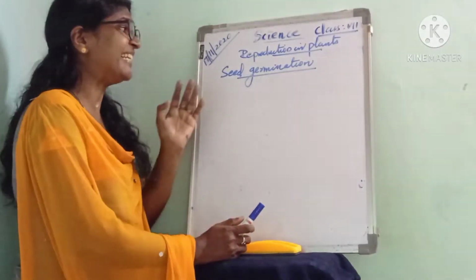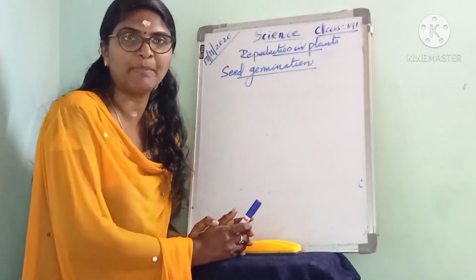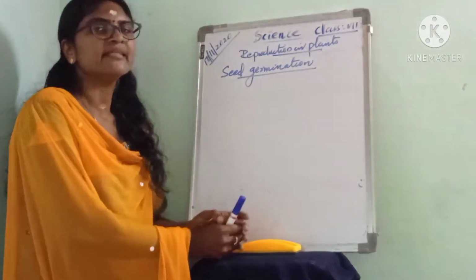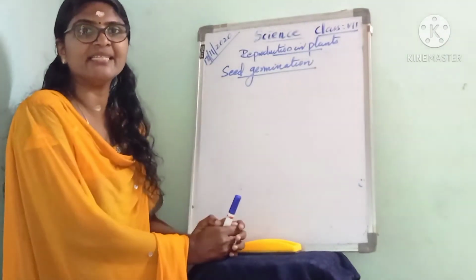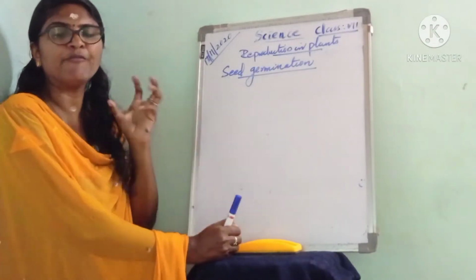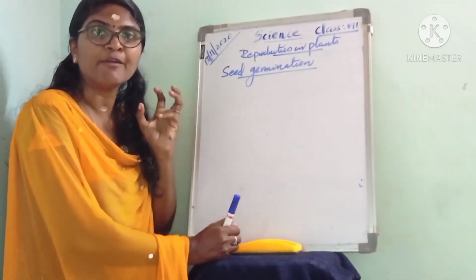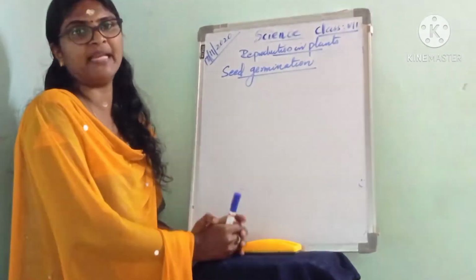Next, about seed germination. How does the germination of a seed happen? When fully formed dry seeds get favorable conditions, they germinate.